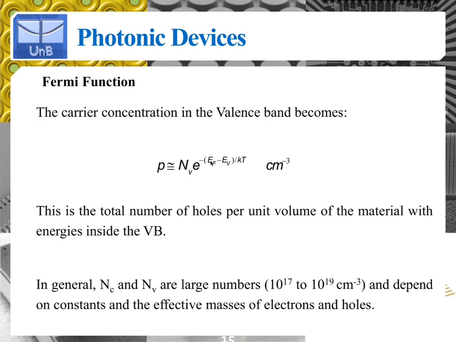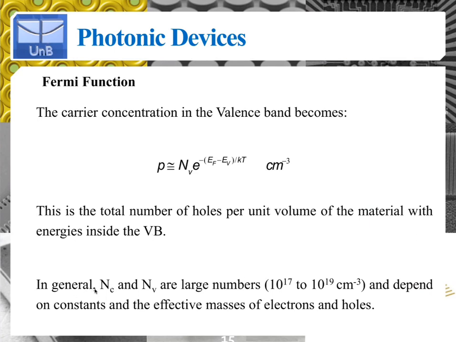Now notice that the places are reversed here. Instead of EC minus EF, you have EF minus EV, which is the band edge energy for the valence band, and NV is a different constant as well. Since in finding this expression we would have used the Boltzmann approximation in order to approximate the probability of occupation as well, this is an approximate equality. So this is the total number of holes per unit volume, per centimeter cubed, with energies inside the valence band.